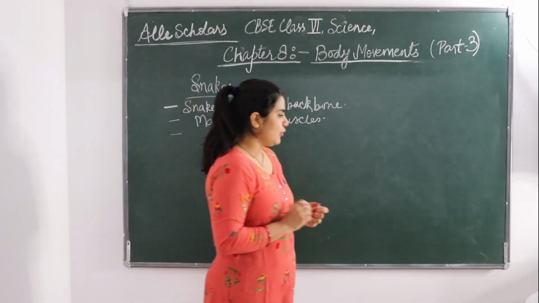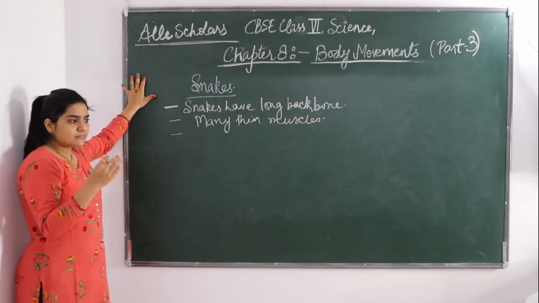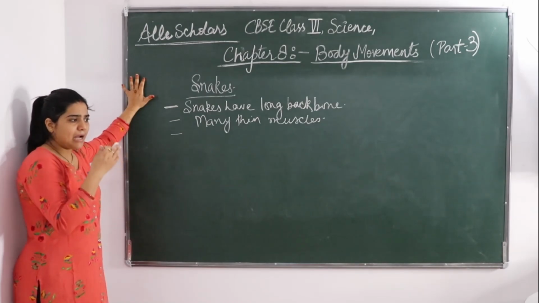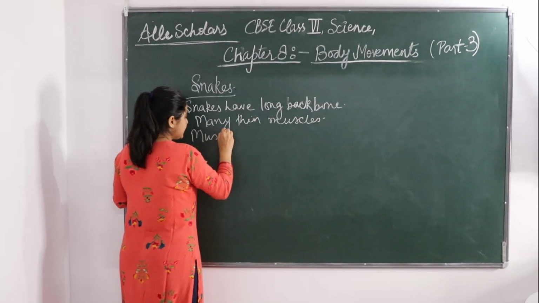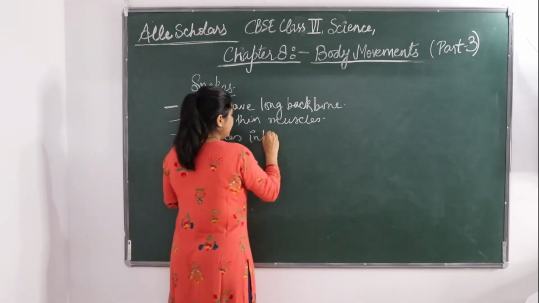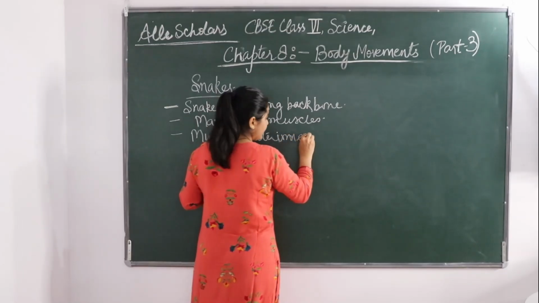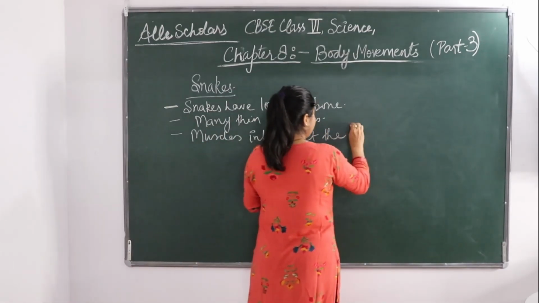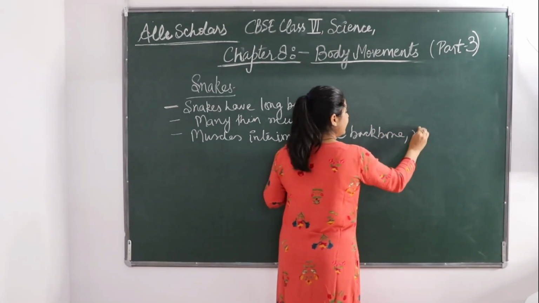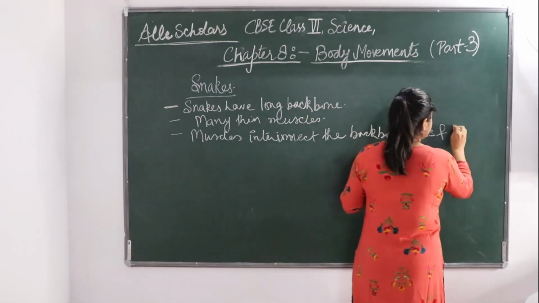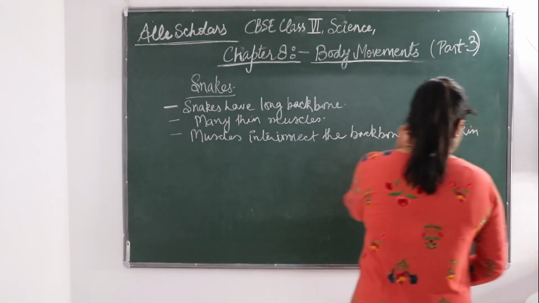Okay, although they are far from one another. So muscles का क्या काम है? इनके जो muscles हैं ये interconnect करती हैं backbone, ribs and scales को. Okay. Muscles interconnect the backbone, the ribs and the skin. Fine.